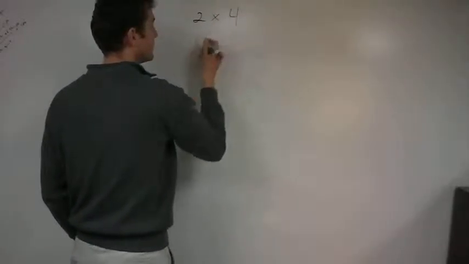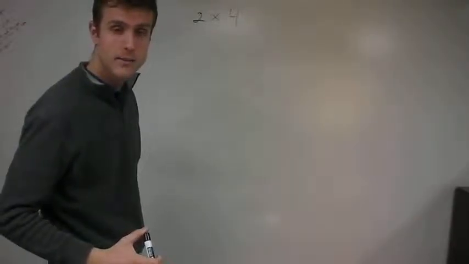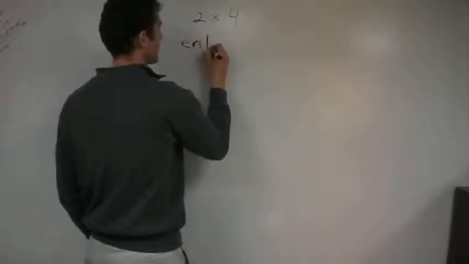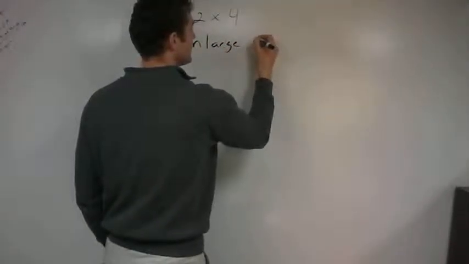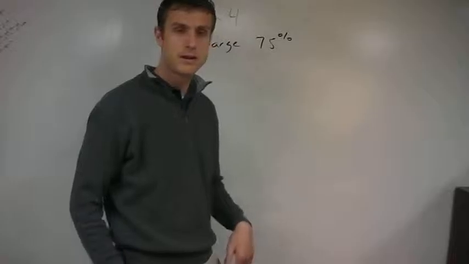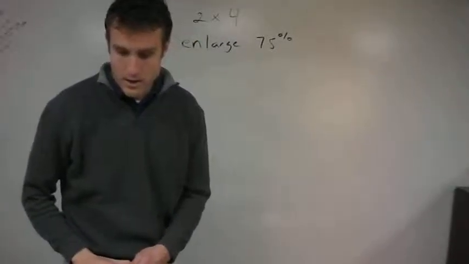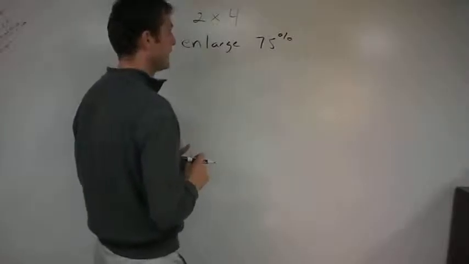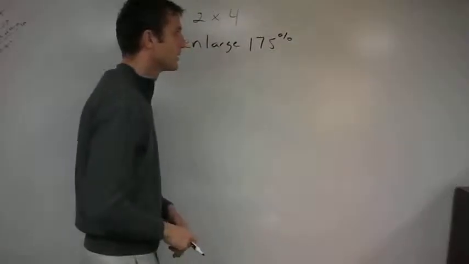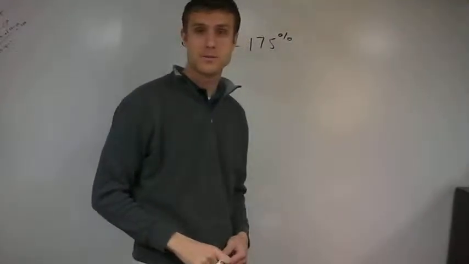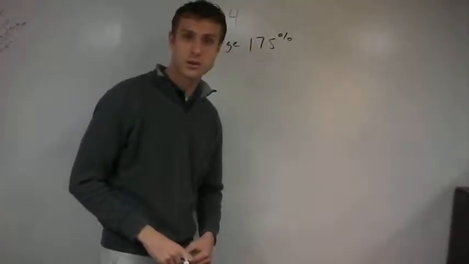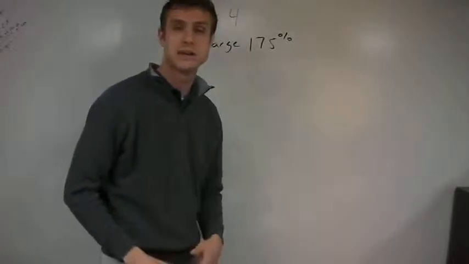But if I would like to determine, for example, if I have a paper that is 2 by 4, and I want to enlarge it by 75%, what are going to be the new dimensions? Well, when I'm enlarging something by 75%, I'm going to be adding that to 100. So it's going to be 175%. The original is 100. If I'm enlarging it by 75%, now I have 175%. So I'm going to place into my printer or my copier 175% of the original.